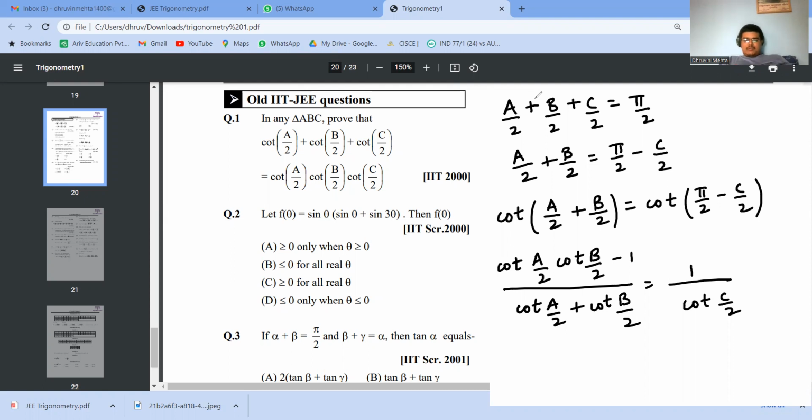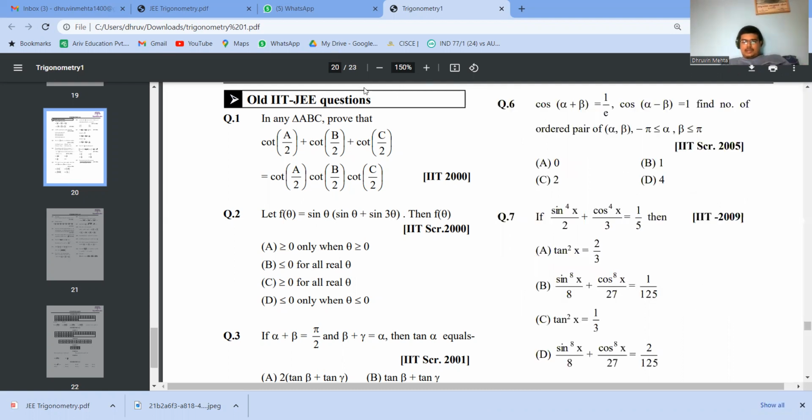Let f of theta be equal to sin theta into sin theta plus sin 3 theta. Then we have to say what is f of theta. Is it greater than or equal to 0 for all positive theta, less than or equal to 0? There are some options, but first let us simplify the given expression.